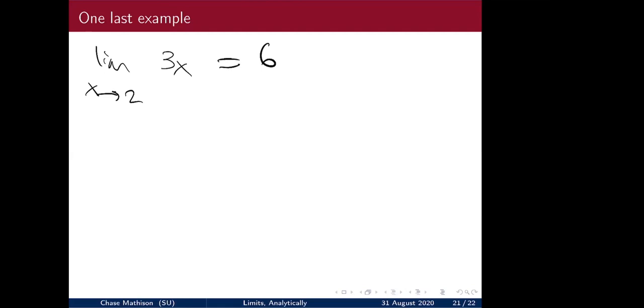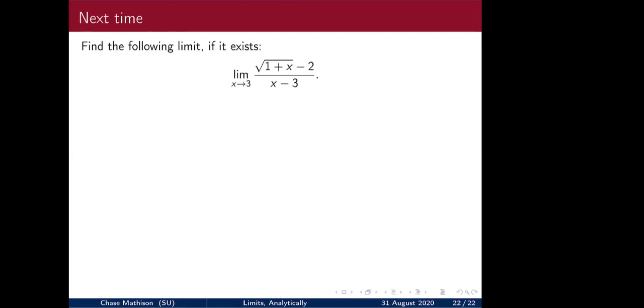If we don't have any other questions, then maybe try and think about how you would do this limit for tomorrow. This one's a little different. This one I can't really factor because I've got a square root happening. So think on what you might try and do here to evaluate this limit.